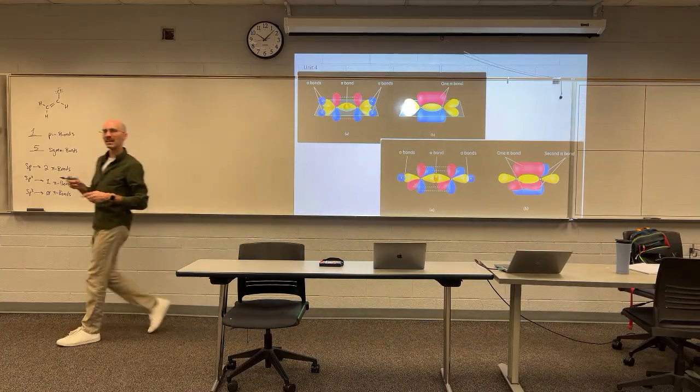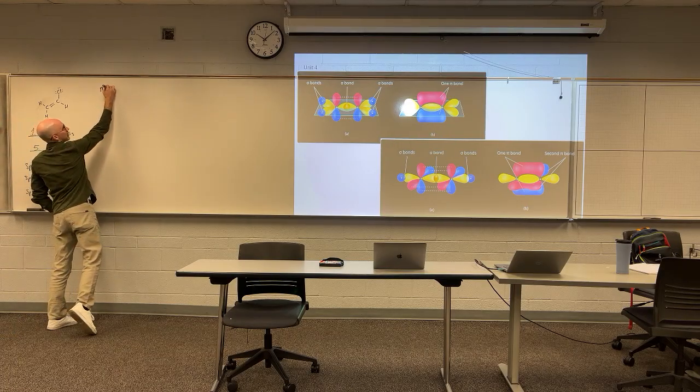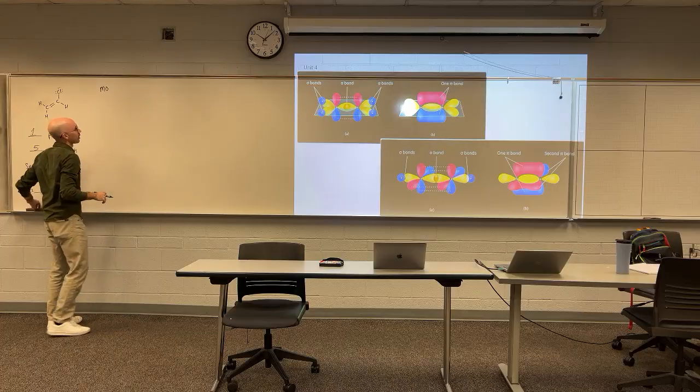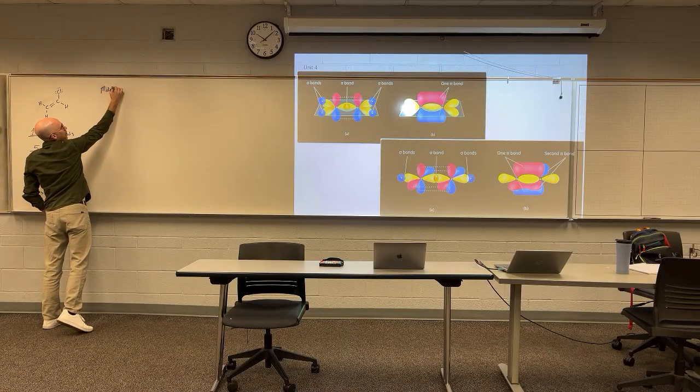Does anybody remember the name of the theory that this is all based on? It's not Lewis structure theory, and it's not VSEPR theory, but bonding here is predicted by valence bond theory. There is another bonding theory. It's called molecular orbital theory, otherwise MO theory.